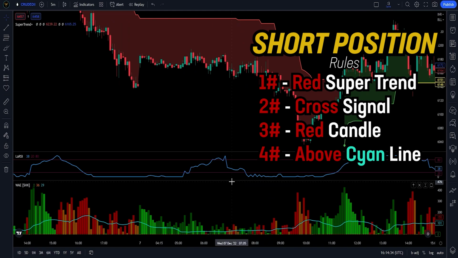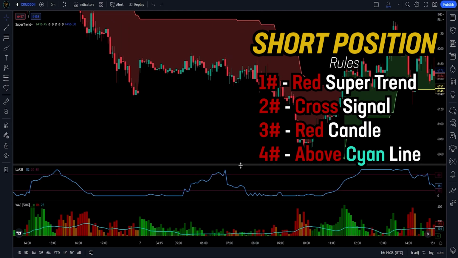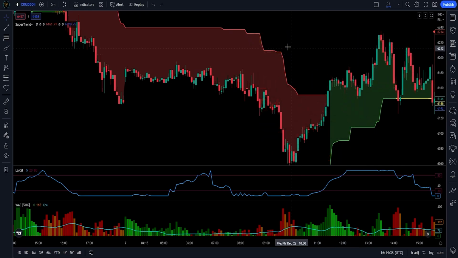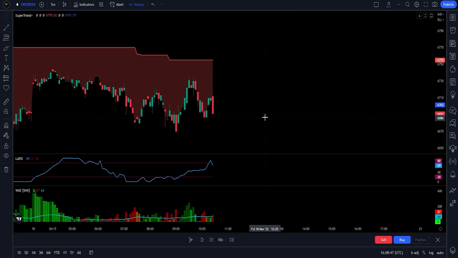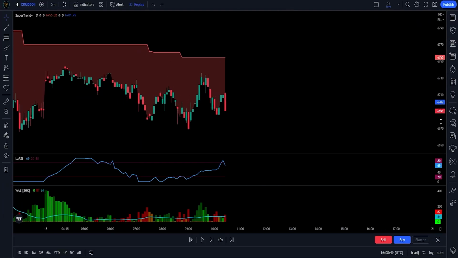Now with our 4-rule short strategy set, let's see how effective it actually is on a short trade example. Once again, we will follow the rules we set for our short trade.